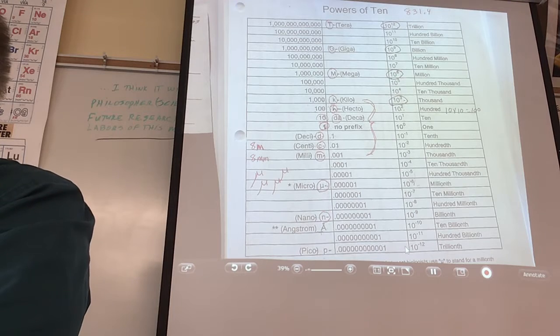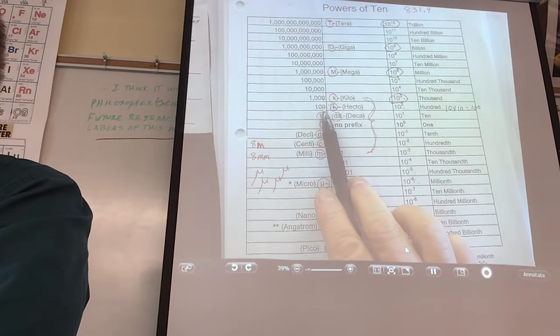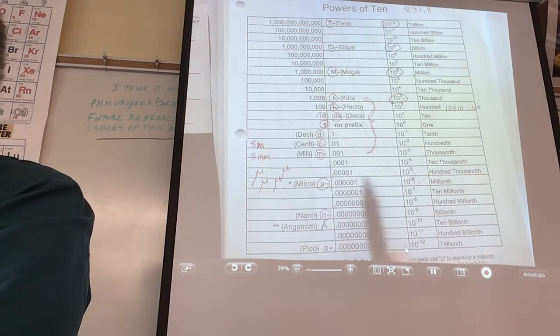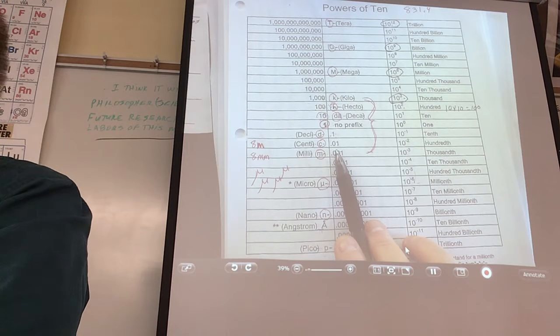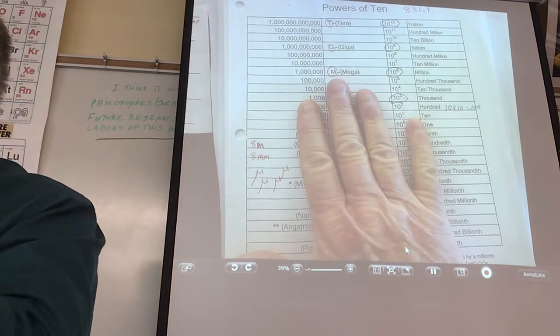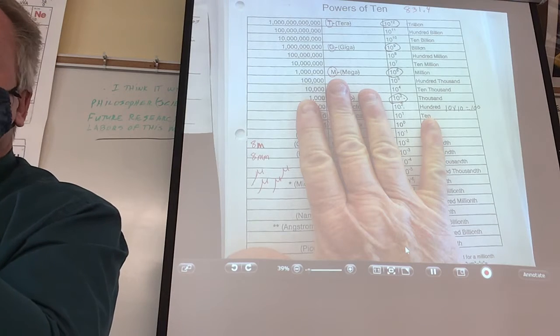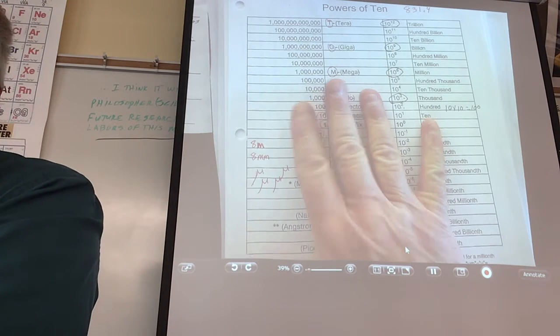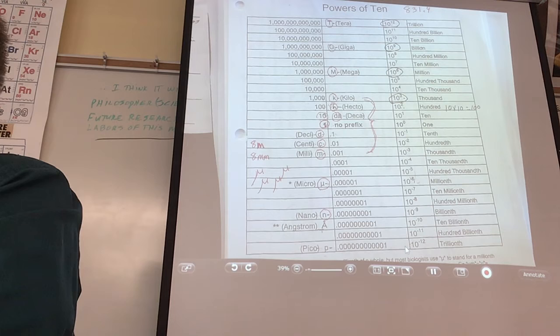Now, here's where you've got to get careful. 100 has 2 zeros, but what about 100th? Oh, it's got 2 places to the right of the decimal, but only 1 zero, doesn't it? How many zeros does 10 to the minus 12 have? Yes. It has 11 zeros and a 1, doesn't it? Are you with me? All right.